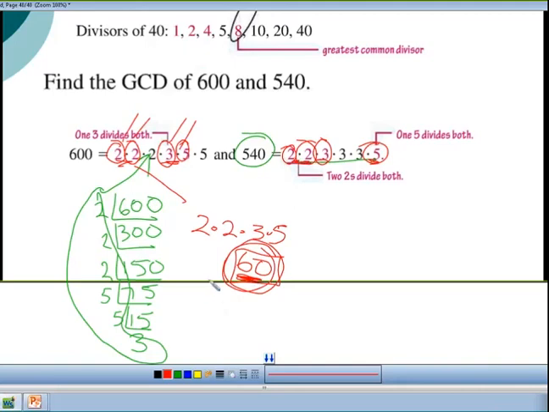So if I take 600 and divide it by 60, you get a result of 10. If I take 540 and divide it by 60, you get 9. So it goes into both. 60 is the biggest number, guaranteed, that goes into both of these. So this is a very useful strategy for multiple concepts in arithmetic. So let's take a look at another example here.